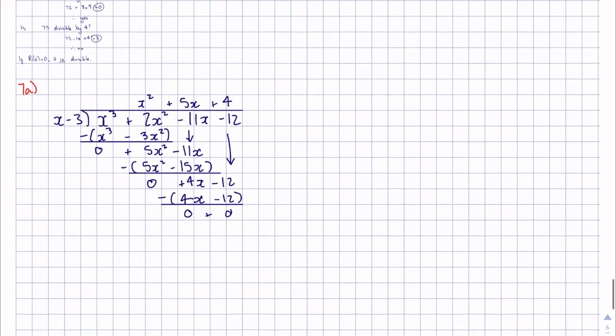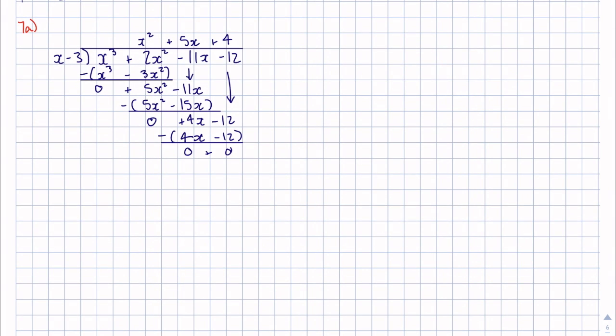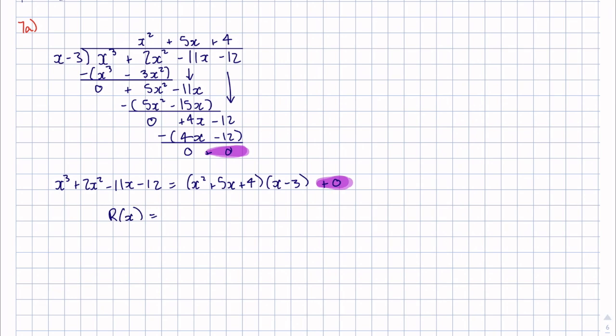Oh, we've got a remainder of 0. So we know that x to the 3 plus 2x squared minus 11x minus 12 actually equals, sorry, I should write what's above, x squared plus 5x plus 4 times x minus 3 plus 0. So the remainder came out as 0. Therefore, it is divisible.